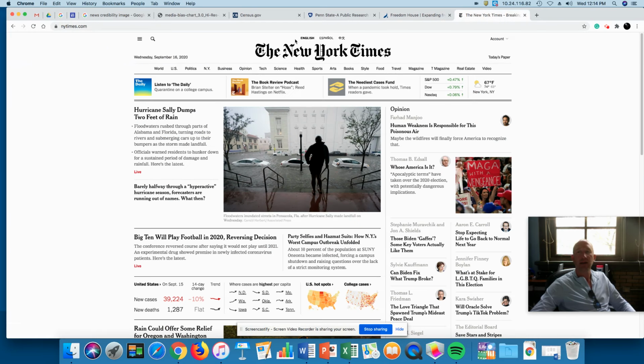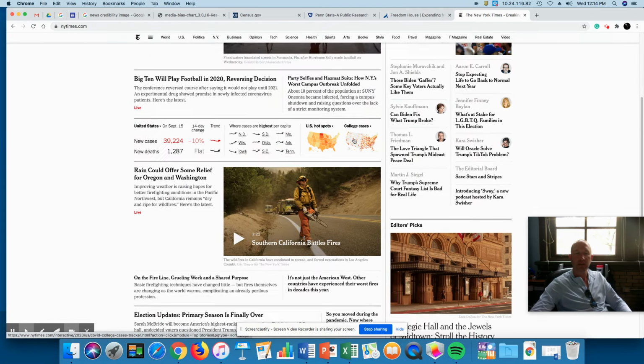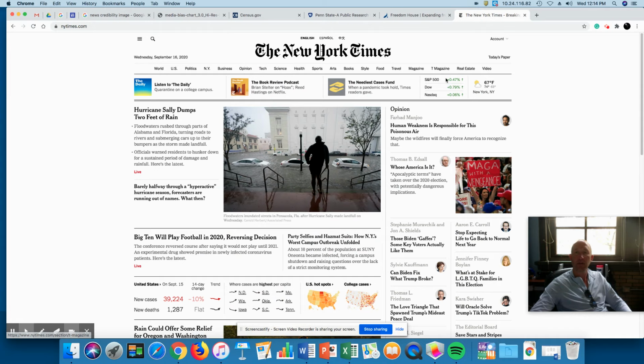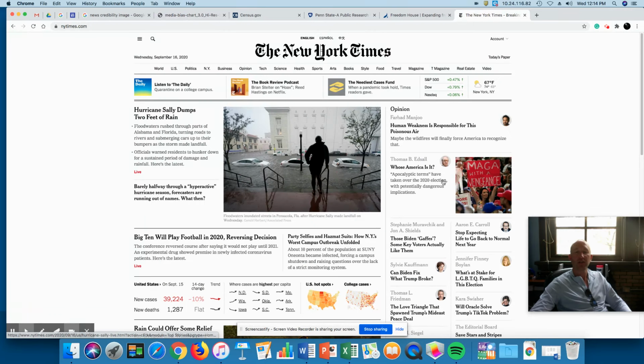The last one is .com. Com stands for commercial. They want to make money. The New York Times is a public company. They try to make money, so they have to have a .com. Now, just because it's .com doesn't mean you can't trust it. The New York Times, right, is a trustworthy source. But you just have to understand there's going to be a lot of .coms that you can't trust.